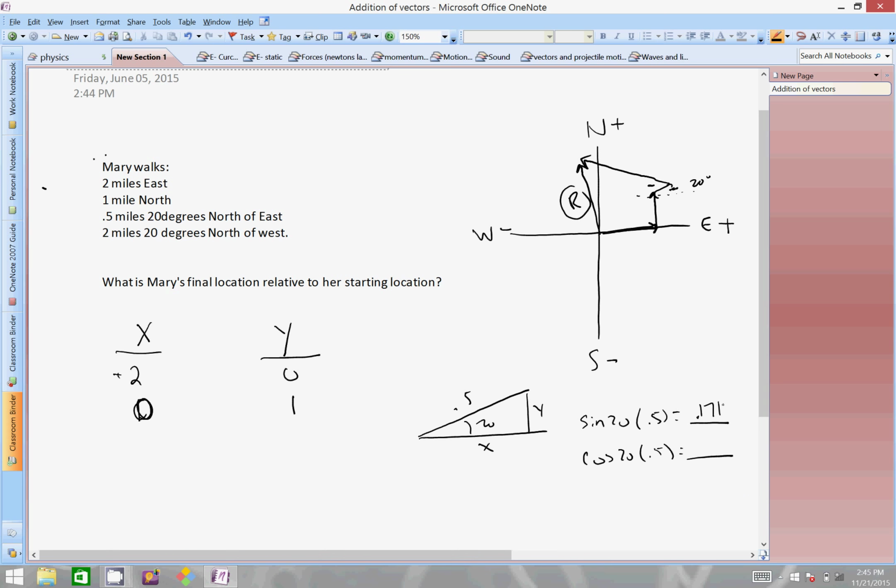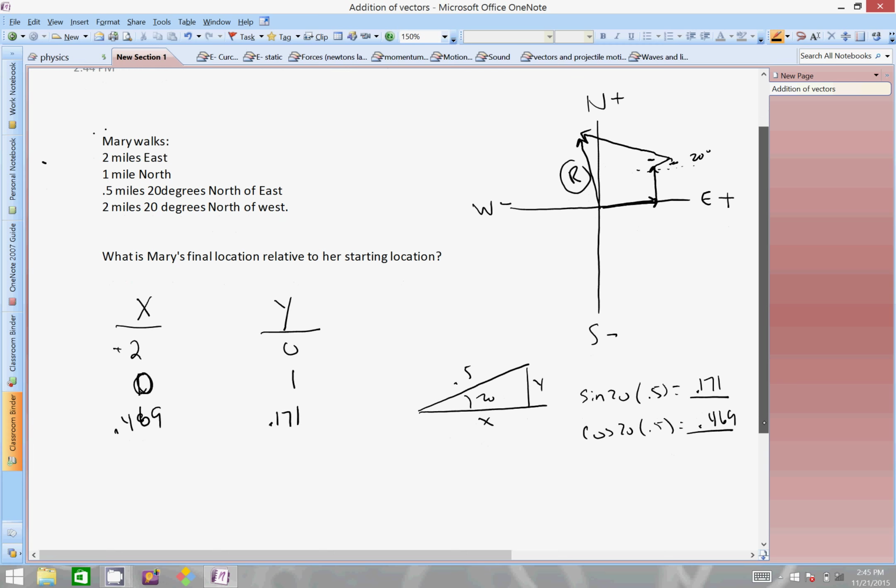The sine of 20 times 0.5 is 0.171, and the cosine of 20 times 0.5 equals 0.469. Not real long because it's a small distance, but let's add in here 0.171 and 0.469. And then one more, we have a little bit different distance here.